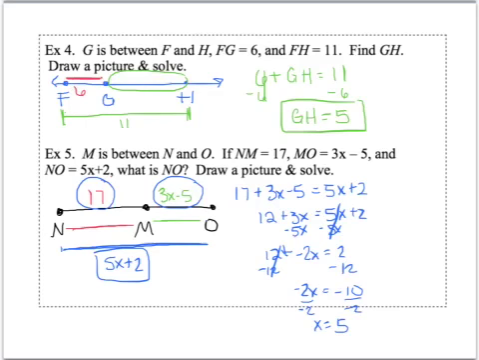The length from N to O is represented by 5x plus 2, and I know that x is 5. So all I need to do is in place of x, plug in 5. So I have 25 plus 2, which is 27. So I need to write N to O has a length of 27 units. And that's my final answer.